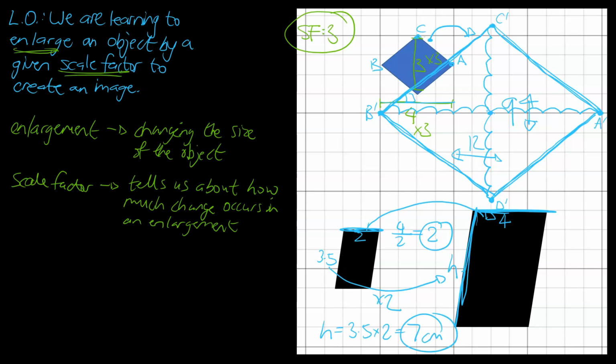So we've used scale factors to deduce certain relationships between the shapes, and we can work backwards to find the scale factor, and then we can use that to solve problems as well.